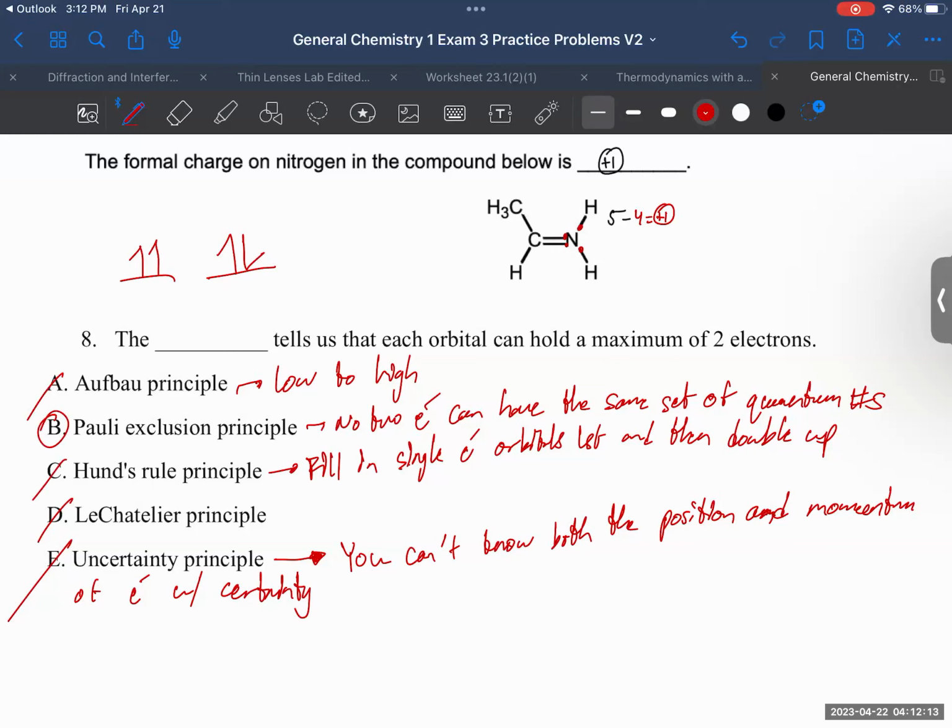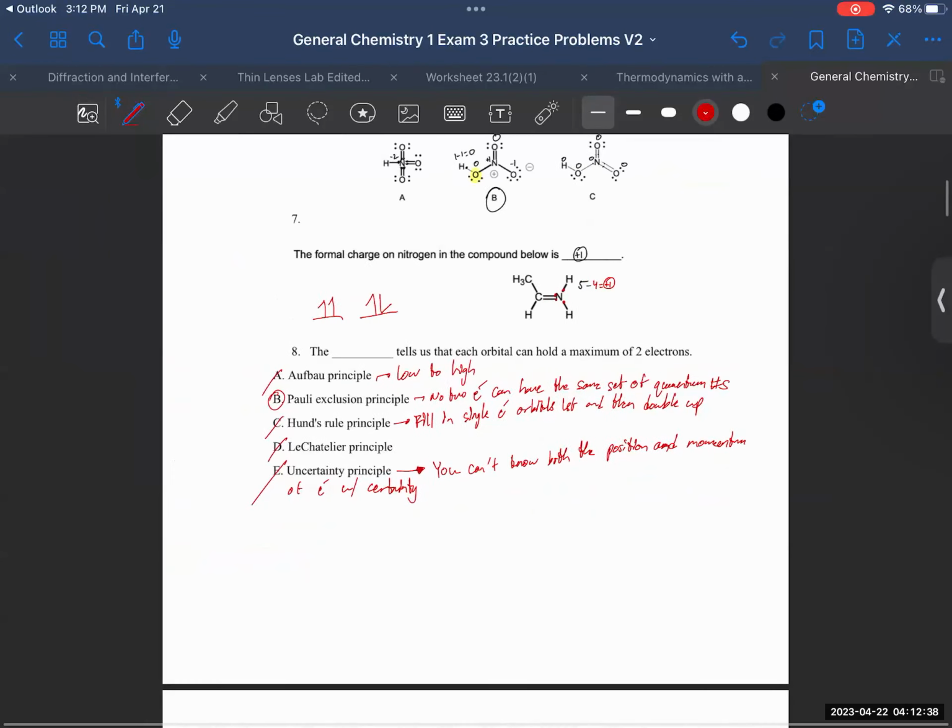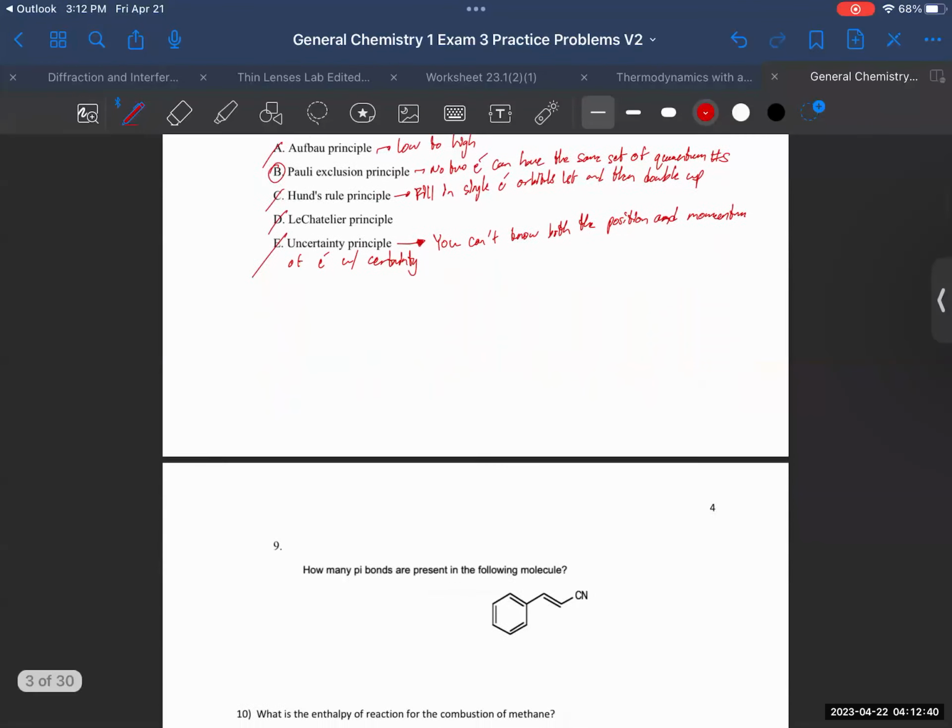Though it says that no two electrons can have the same set of quantum numbers, it also says that you can't have the same electron in each orbital. That's why every orbital can hold a maximum of two electrons, because one has to be upspin, one has to be downspin. Does that make sense? Yeah. Right. That was question 8.